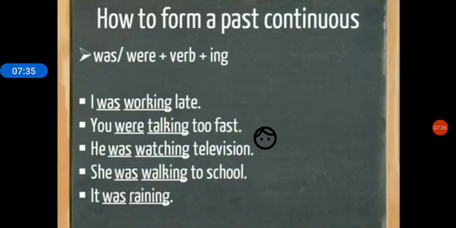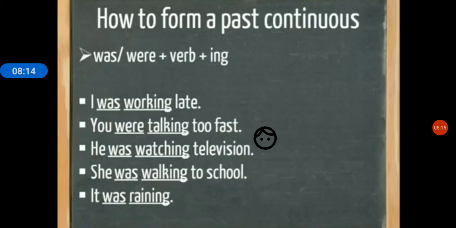Now there are some examples of past continuous tense. I was working late. That means I was working in the past for some point of time. You were talking too fast. I have already told you that with plural subjects we use were. So you were talking too fast. That means you were talking too fast in the past at some point of time. This action has already taken place in the past.